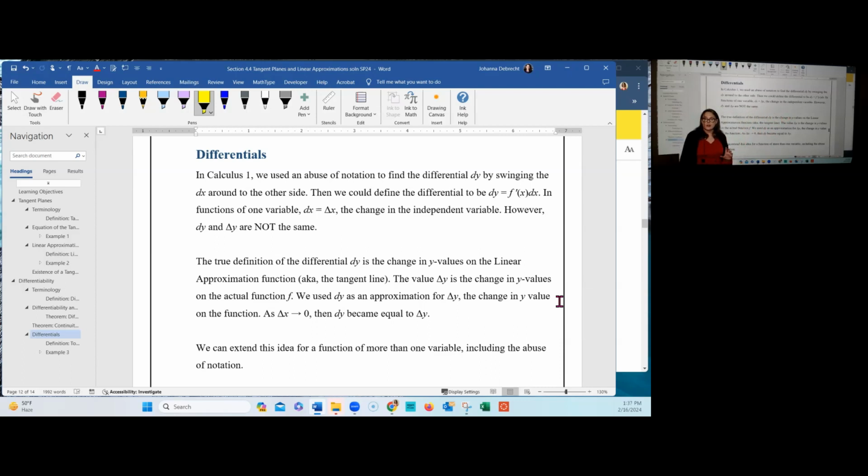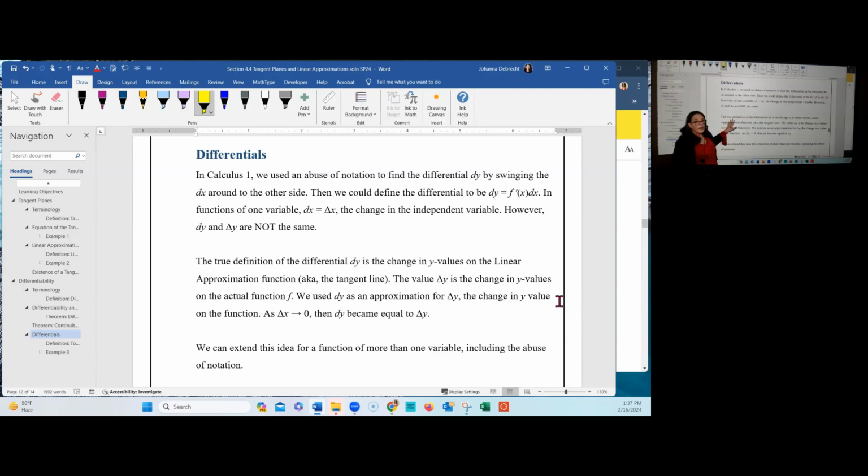Remember when we were talking earlier, dy is the difference in the y values on the tangent line, and delta y is the difference in the y values on the function itself. However, the independent variable dx and delta x are the same. So the differential for the independent variable dx is the same as delta x. The change in the independent variable on both the linear approximation function, the tangent line, and the function itself are the same.